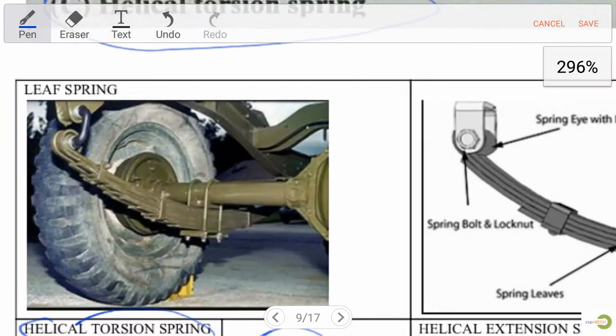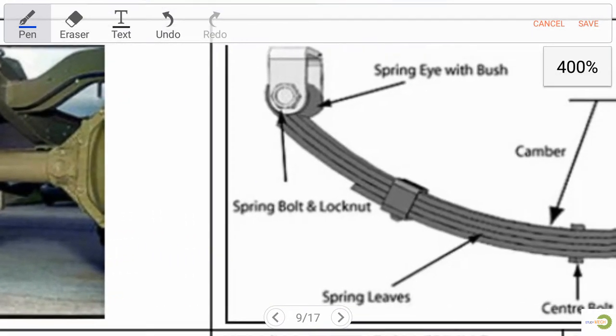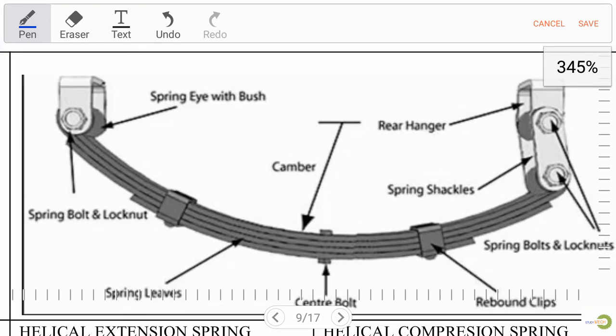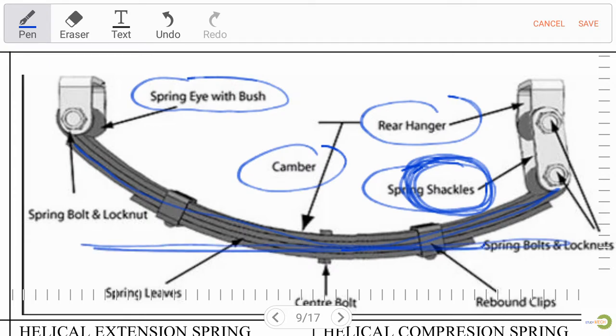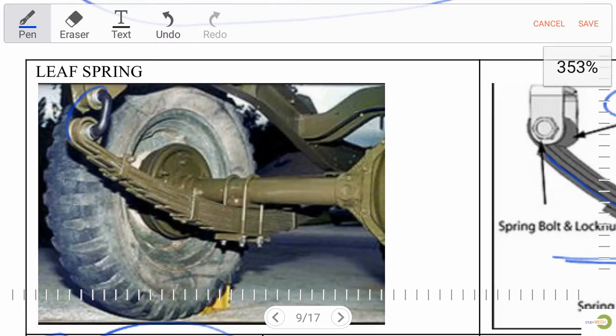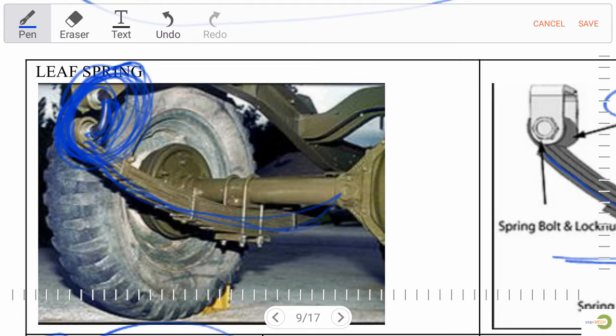Okay, now let's discuss leaf spring. First of all, we should check the right-hand figure, and the nomenclature: spring eye with bush, rear hanger, camber, spring clips. Now clips, very important. A clip is given in a leaf spring and it permits the leaf spring to extend up to its maximum length. Now let's see how it works. The overlapping component is known as a clip, and the clip permits this leaf spring to extend up to its maximum length. So very important MCQ from the exam point of view, remember.